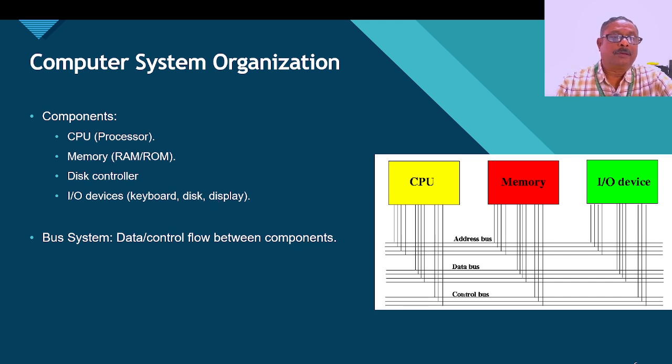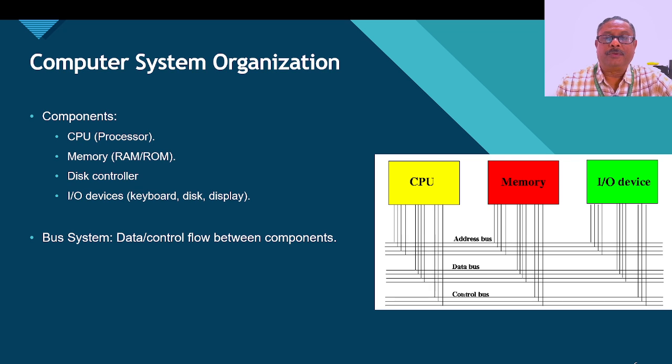Now the question is how they are interconnected. On the motherboard, we mainly find three types of units. One is the central processing unit, the second is the memory, and the third is the one which is connected to the outside world through I/O.